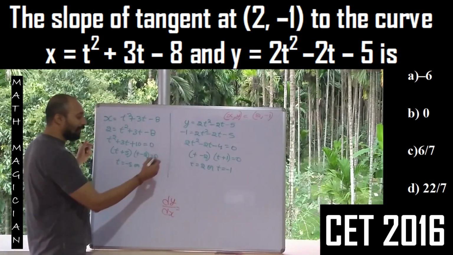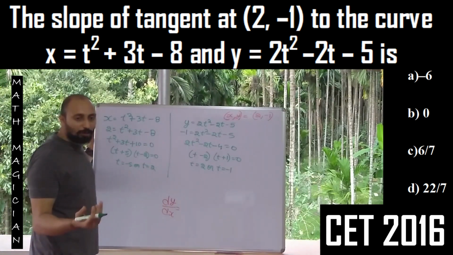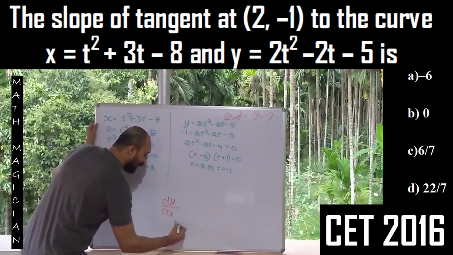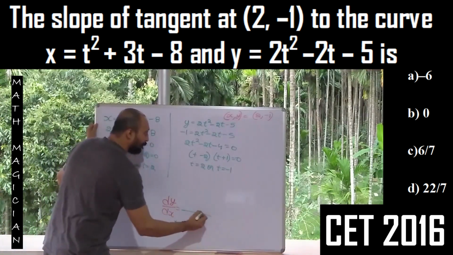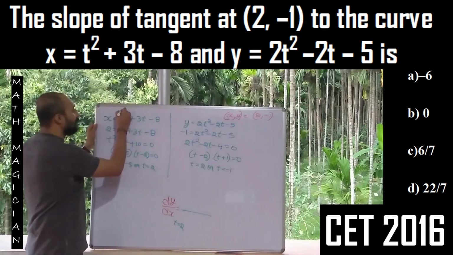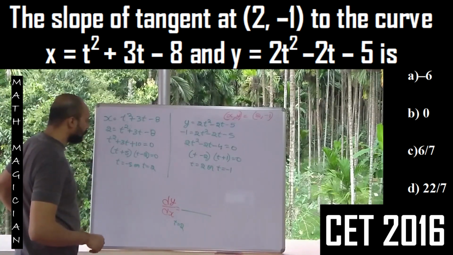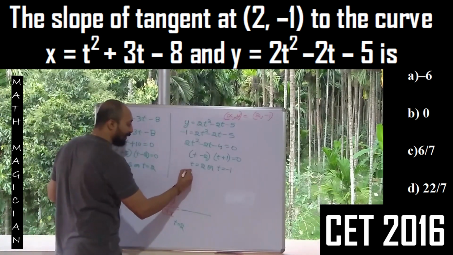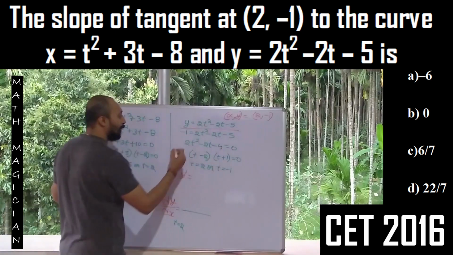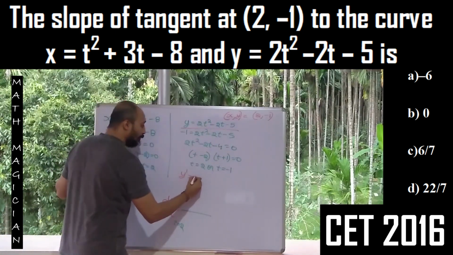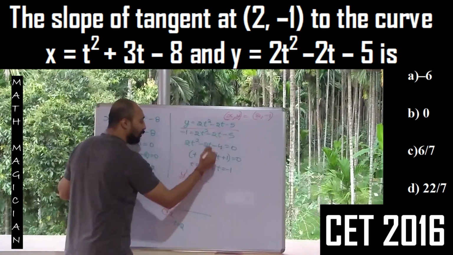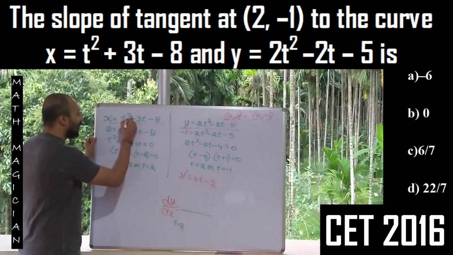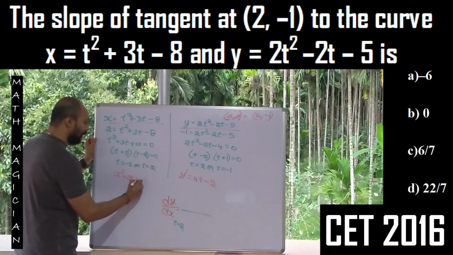So by this and that, what is the t value? The t value is simply 2. So I have to find this at t value 2. Let's do the differentiation of the given expressions. What is y dash? The y dash is 4t minus 2. What is x dash here? It is 2t plus 3.